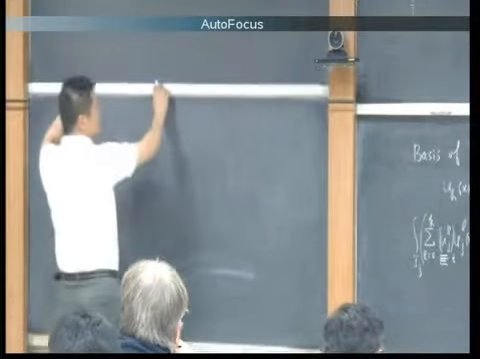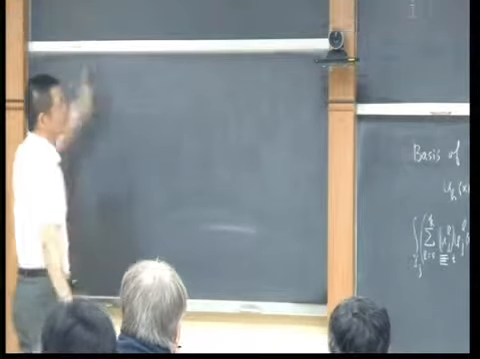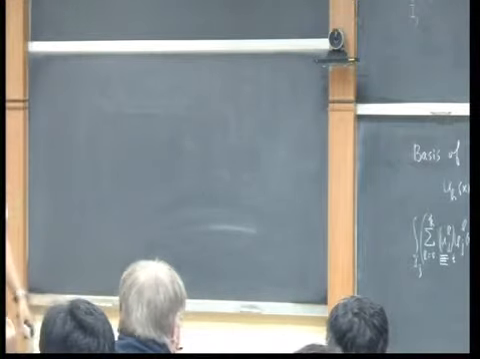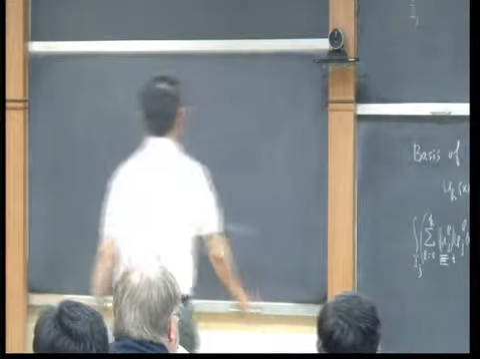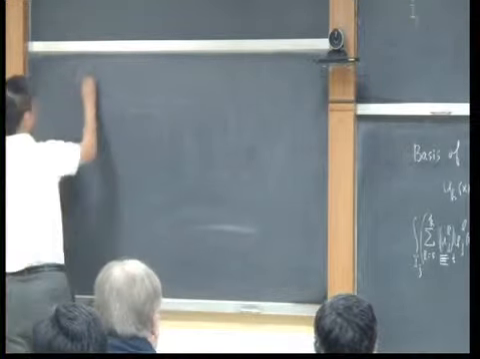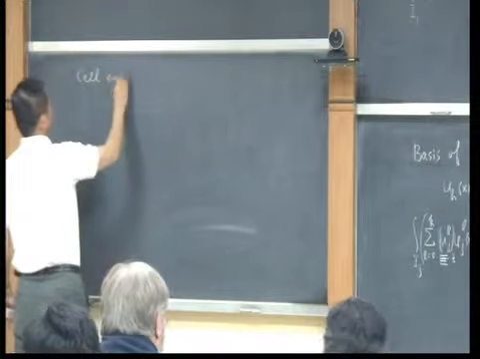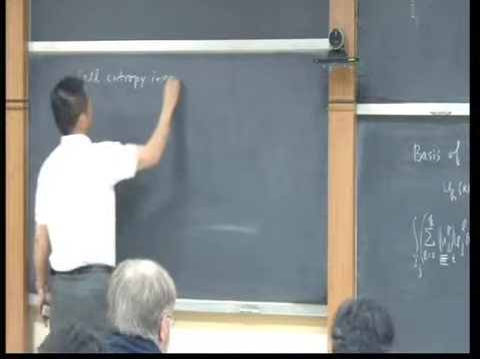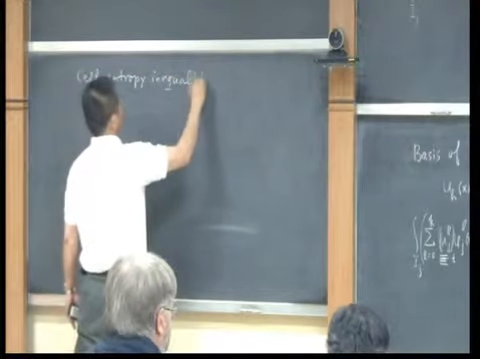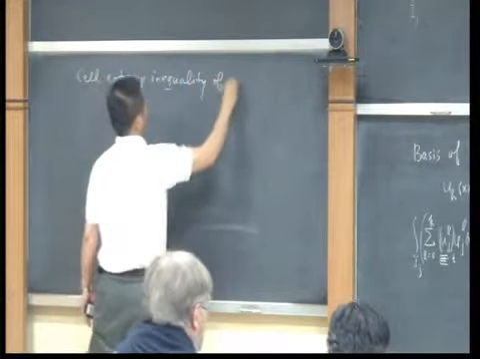So first, there is a very good theorem about the stability. So this scheme is L2 stable. So we are trying to prove the cell entropy inequality of DG.